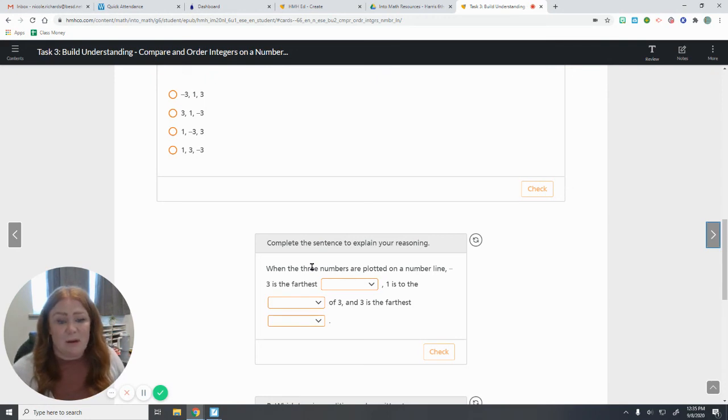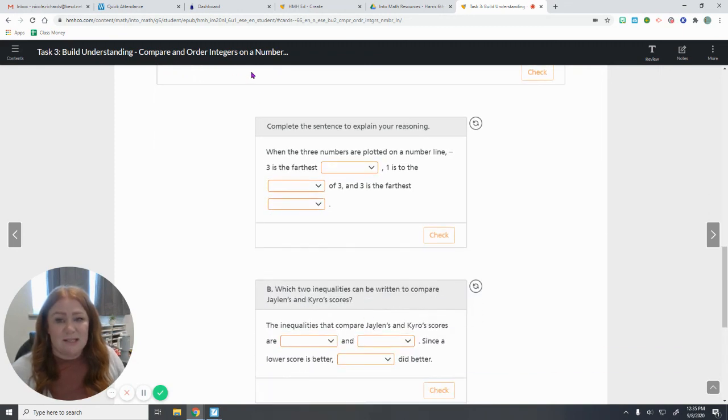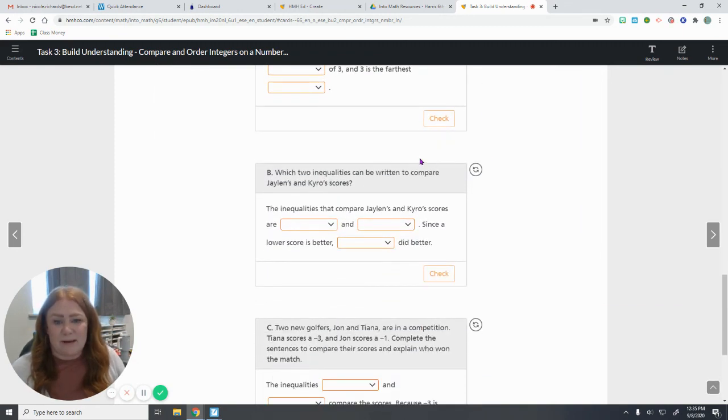When the 3 numbers are plotted on a number line, -3 is farthest to the right or the left. Where is 1? And then where was the 3? So just telling me where you place those on the number line.